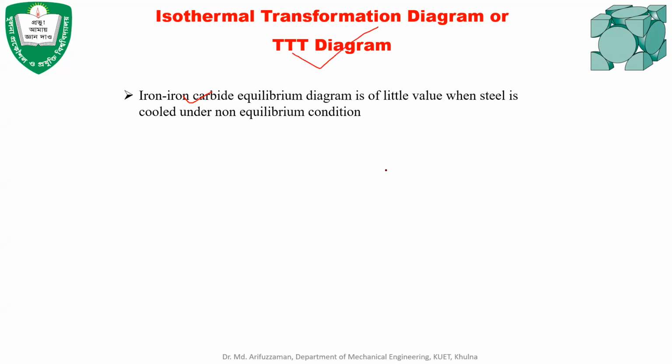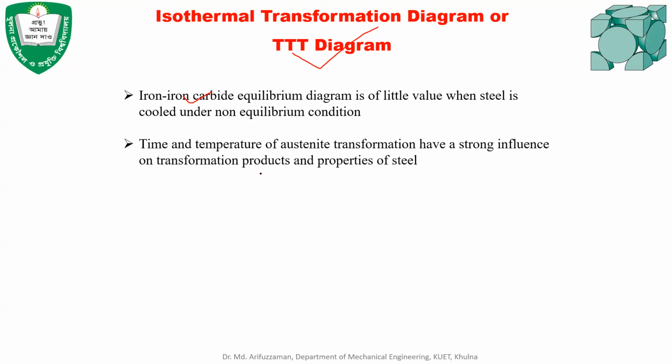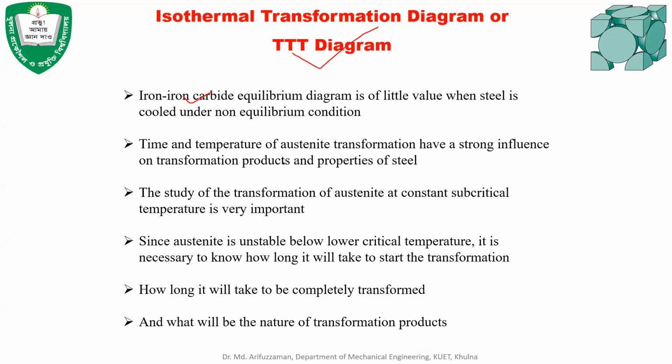Okay. The time and temperature of austenite transformation have a strong influence on the transformation products and properties of the steel. You have already seen that time and temperature are very crucial in the transformation from austenite to various products. If various products are produced, that means various percentages of pearlite or ferrite or martensite, depending on the percentage of these products, the properties of the steel are changed. So this has a significant effect on the properties of the steel.